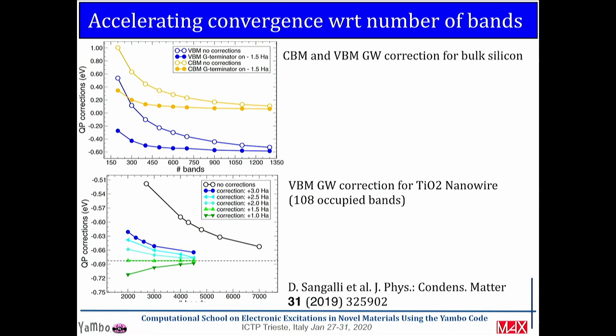This is the valence maximum for a titanium dioxide nanowire, many occupied bands. This is the calculation without adopting any correction. Here, adopting different corrections, just playing with the value of the extrapolar energy that we have introduced in order to collect all the transitions above that energy. And this can be also tuned to achieve here a speed up, a very important speed up.